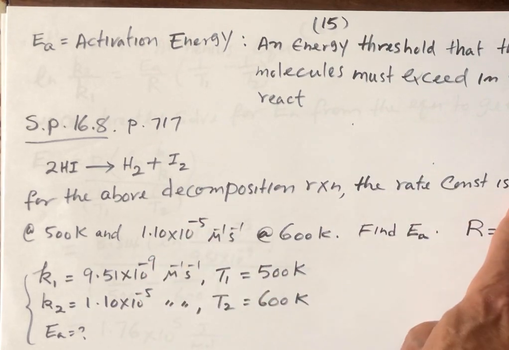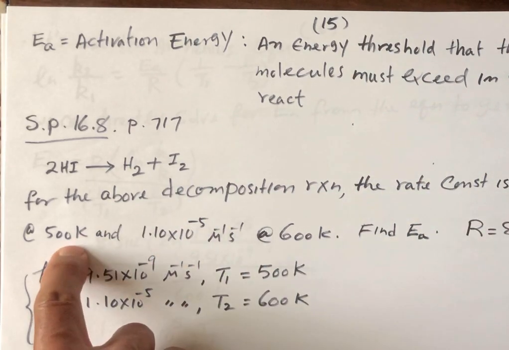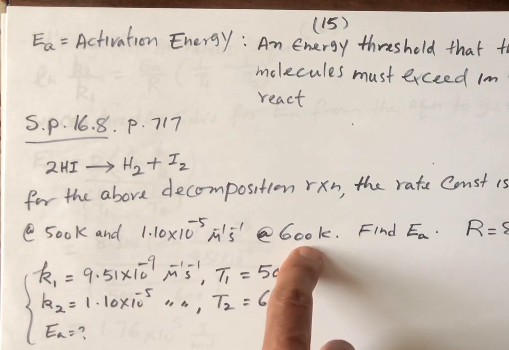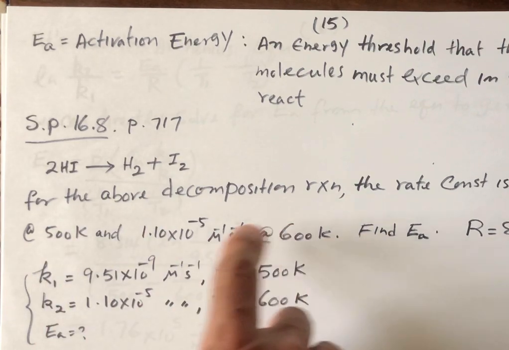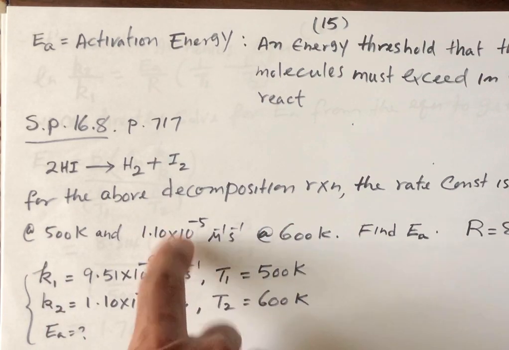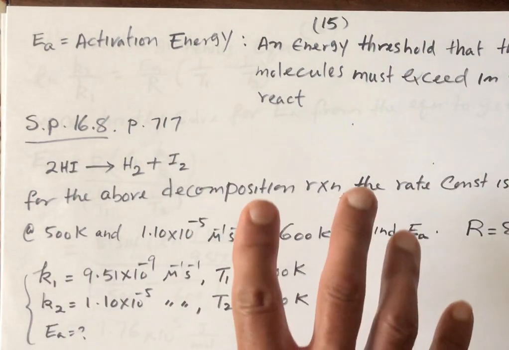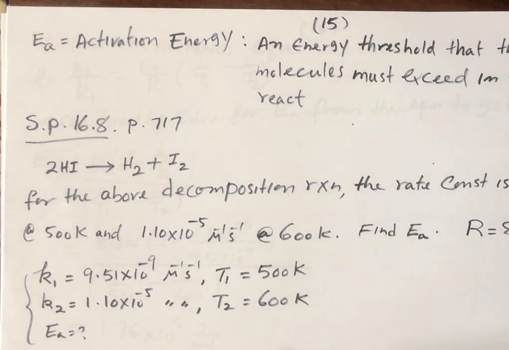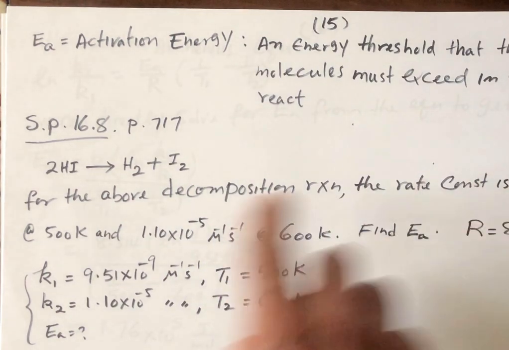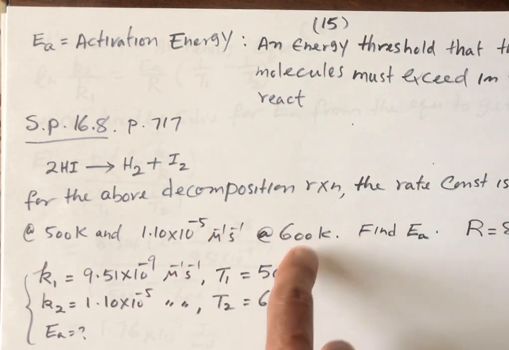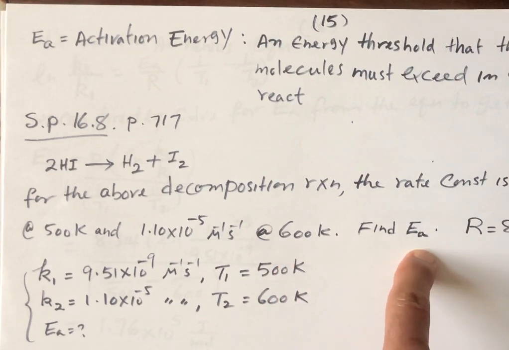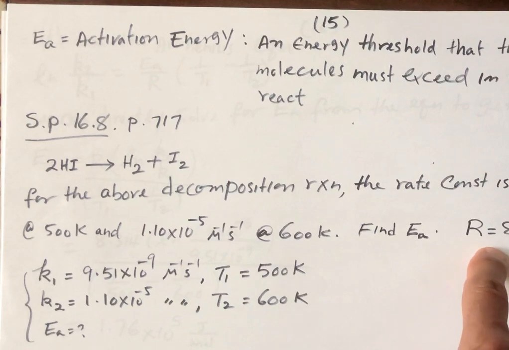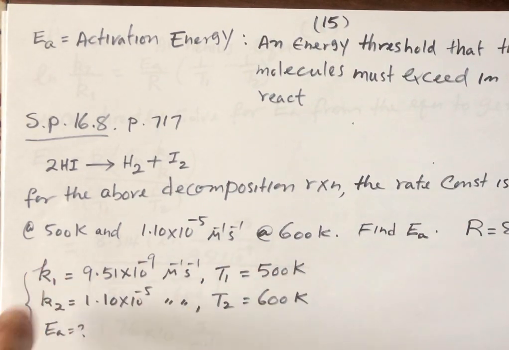So K1, T1. Now I change the temperature to T2, I get K2. These are all given to me in the problem with respect to this reaction. So the question is, if I know K1, T1, K2, T2, how do I find EA, the activation energy, given that R is 8.314? Everything is summarized here.